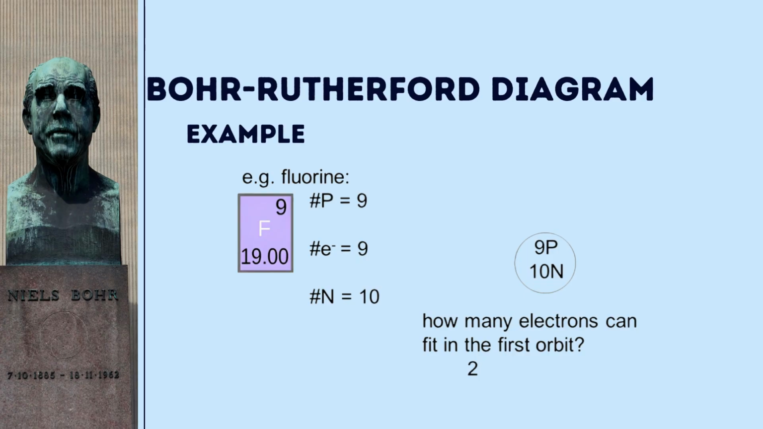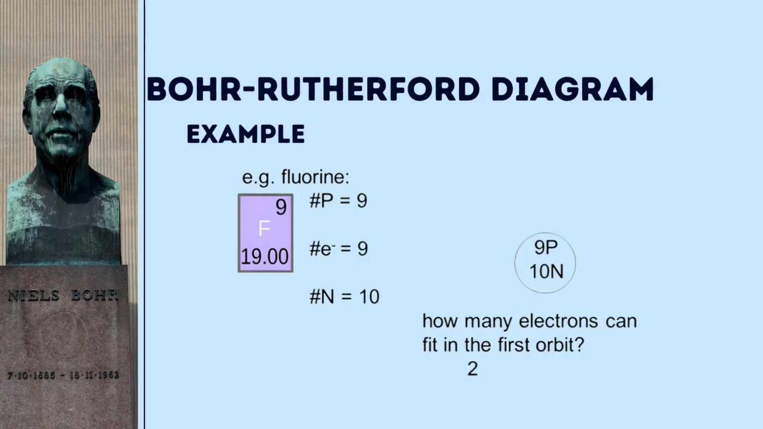Let's go through an example together. To draw the Bohr-Rutherford diagram for fluorine, you would first need to determine its atomic structure. On the slide, we can see that for the element fluorine, shown on the periodic table as the symbol F, our atomic number is 9. You can find this number in the upper right corner of the purple box over the fluorine F symbol.